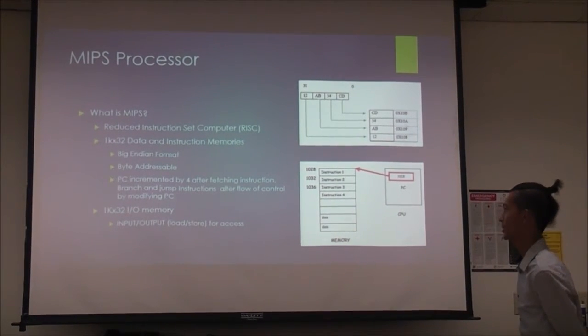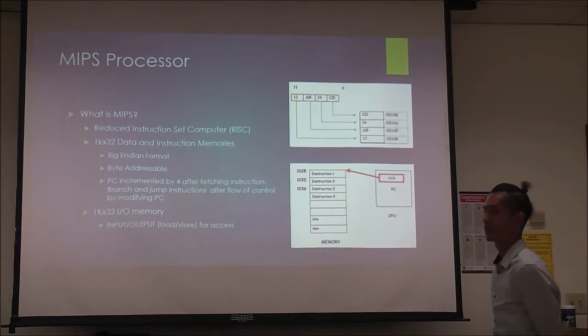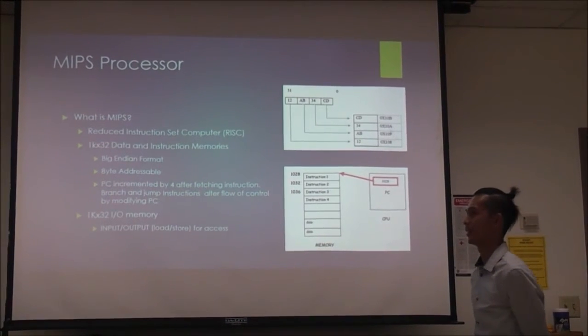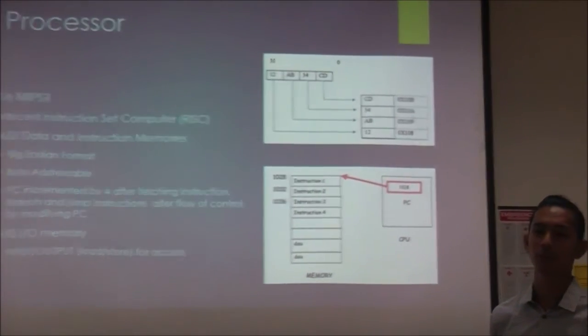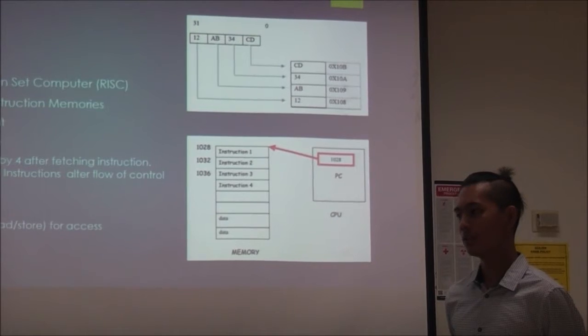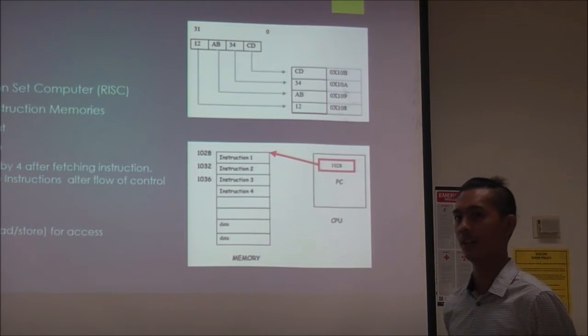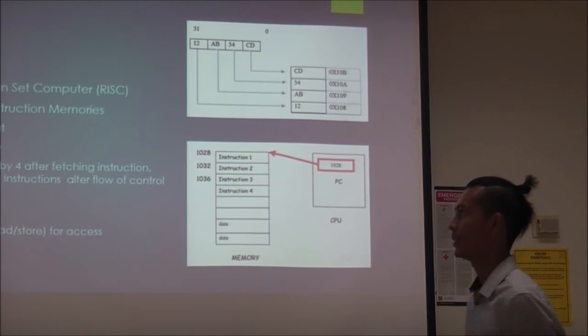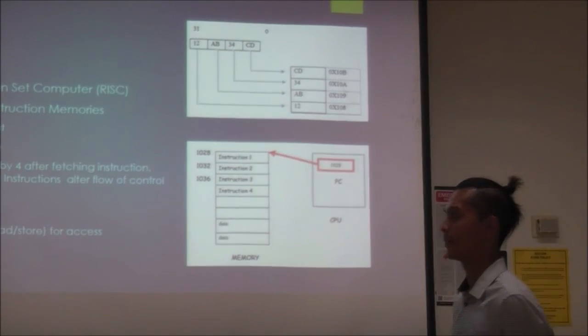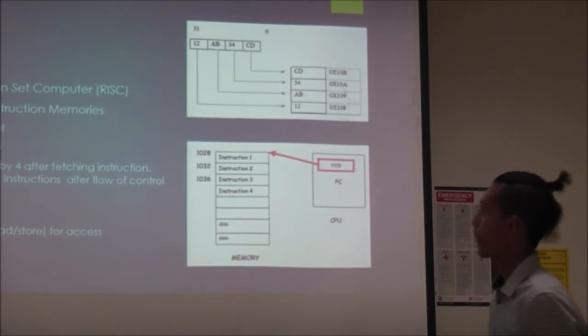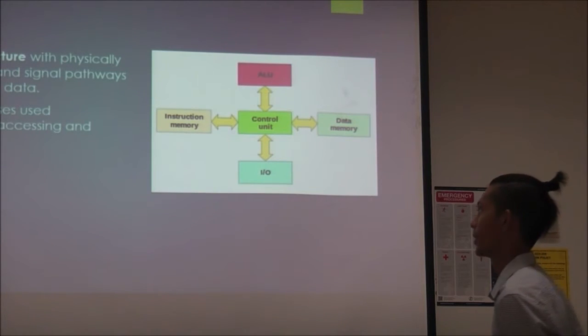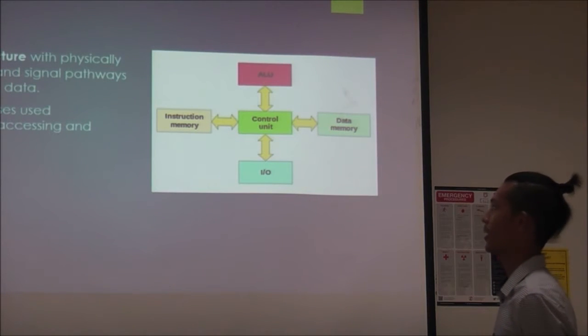Okay, so the MIPS processor overview. What is MIPS? It's a RISC processor, and it follows the Harvard architecture, which means it has two separate modules for the instruction and the data memory. These are big endian format, and they're byte addressable. So that's the Harvard architecture. We can see the instruction memory and the data memory.